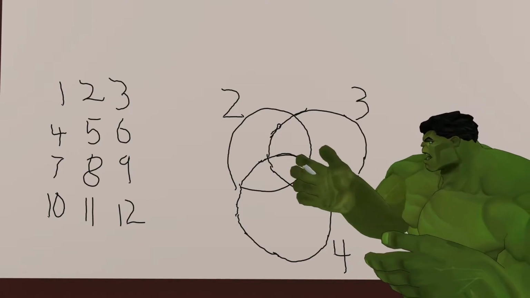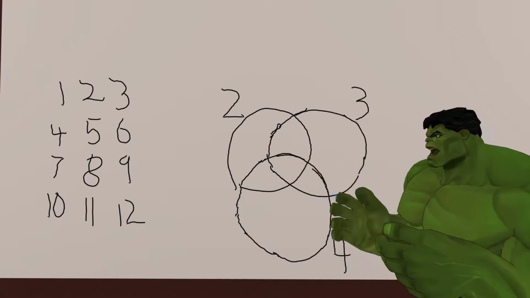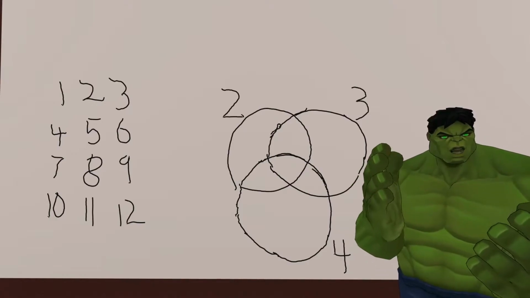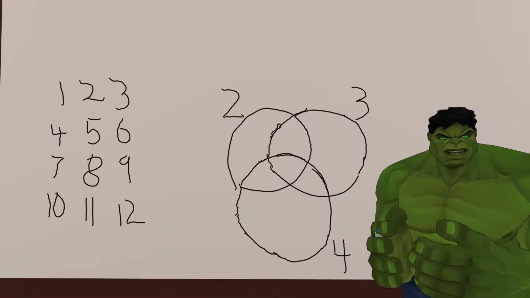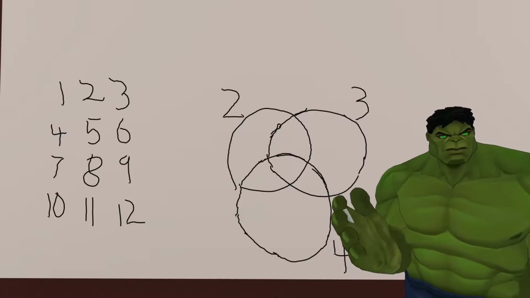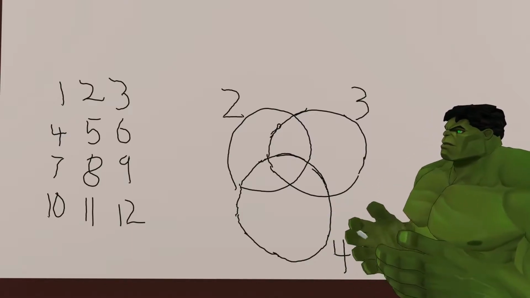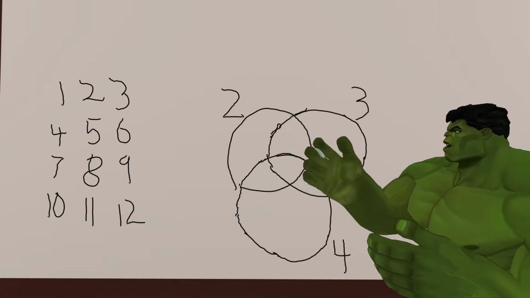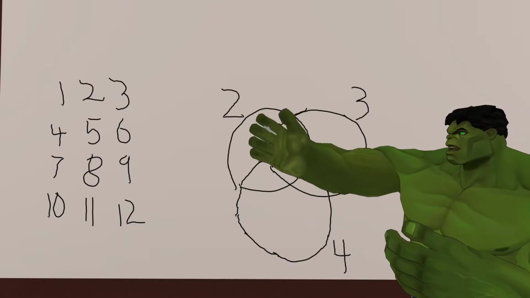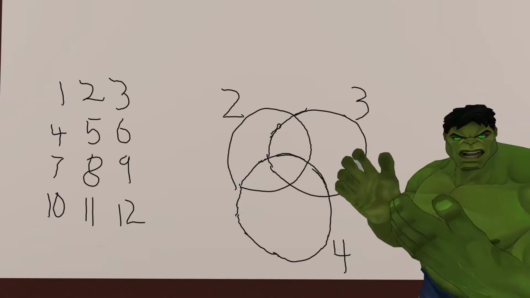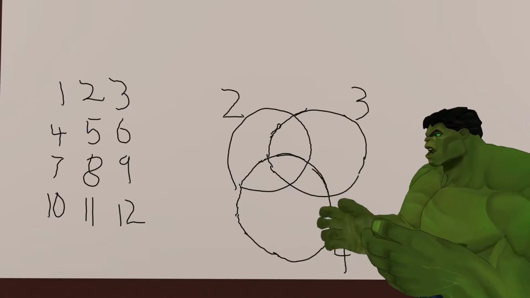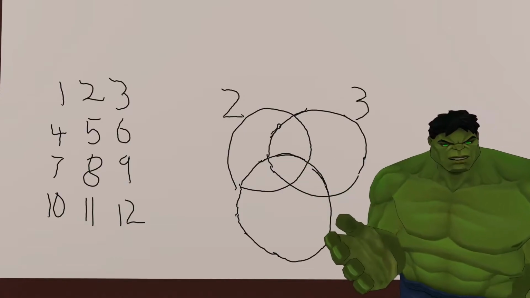Here behind me I have a 3-circle Venn diagram. Now what we're going to be doing is we're going to be grouping these numbers by their factors. So this circle represents numbers that have a factor of 2. This circle here represents numbers that have a factor of 3. And this circle here represents numbers that have a factor of 4.